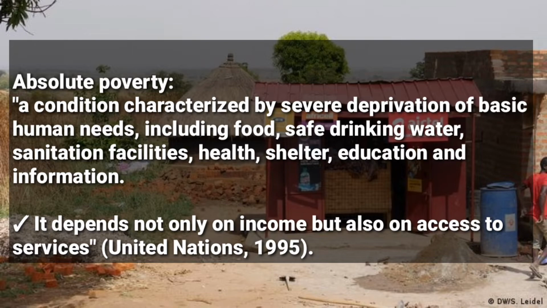Yeah, it depends not only on income but also on access to services. So absolute poverty, it's when people cannot afford the basic needs, the things that everyone is supposed to have. They can't afford education, food, safe drinking water, a clean environment. They can't afford health care, shelter. Yeah, and they cannot easily have access to services, for example, banking services, loan services, education services. It is what we call absolute poverty.